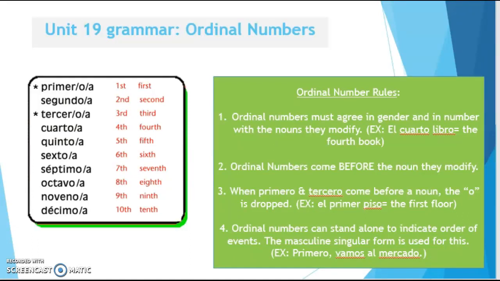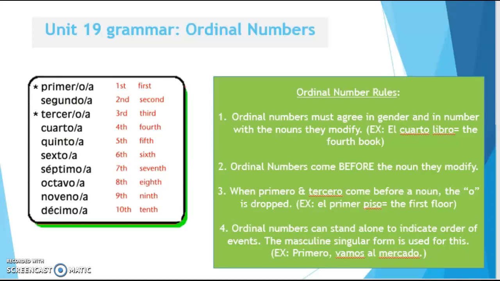Words above those like 11th, 12th, 20th, those do exist, but it's very uncommon to hear in Spanish anything beyond 10th. So in our green box here, you'll see there are some rules for us. First, ordinal numbers must agree in gender and number with the nouns that they modify. So for example, El Cuarto Libro would be the fourth book, and you'd see that it has to be cuarto with an O to match up with libro.